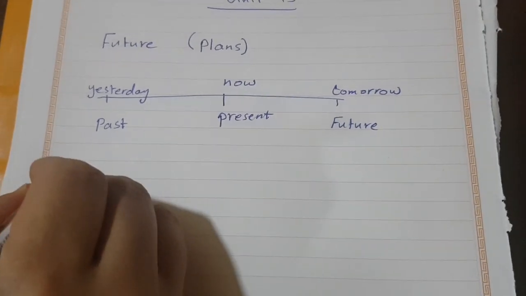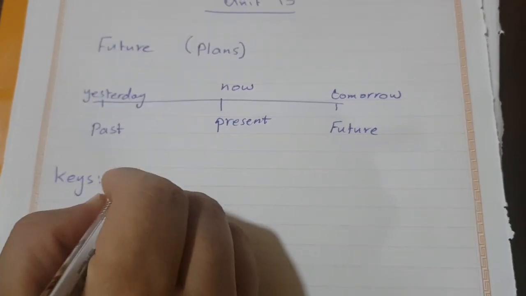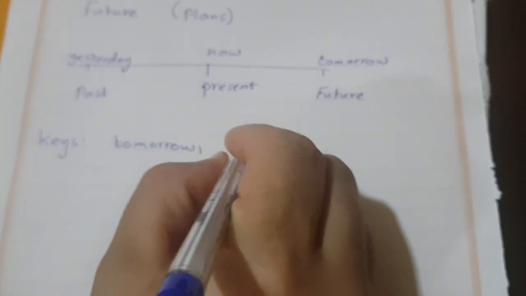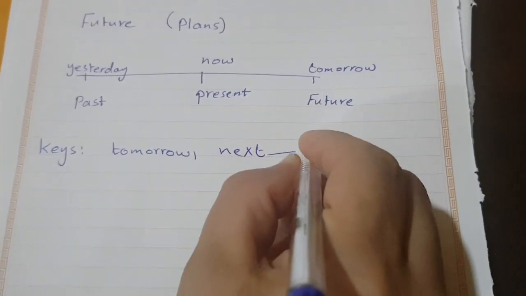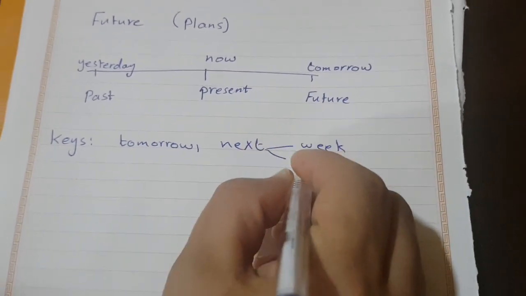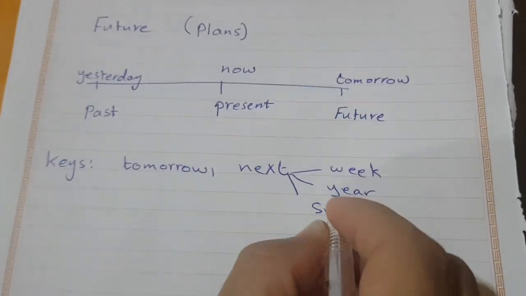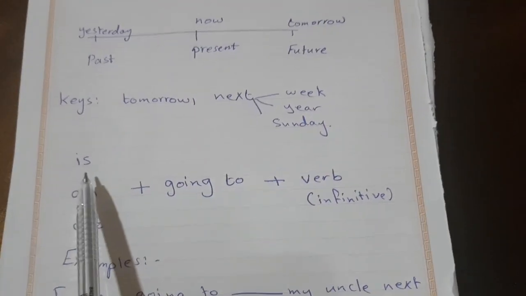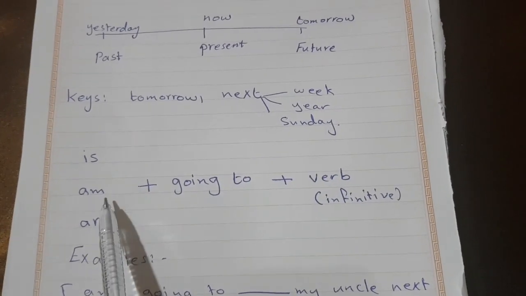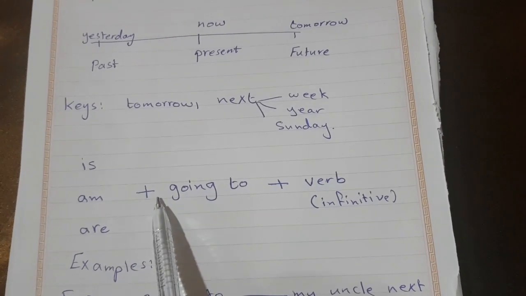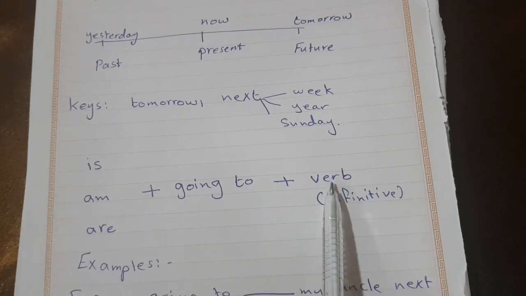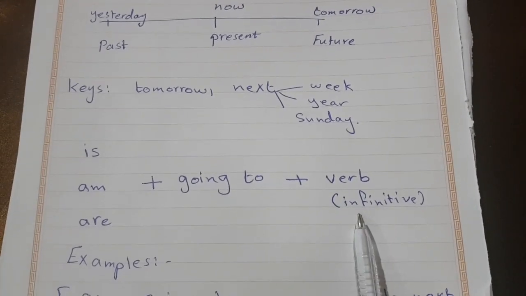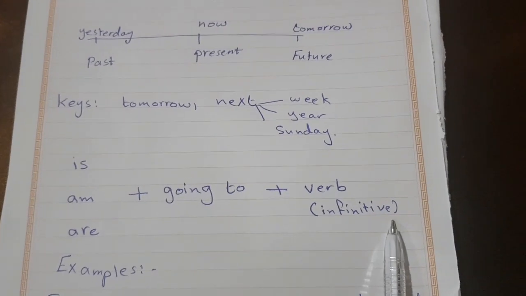So, the keys for the future are tomorrow and what? Next, like next week, next year, next Sunday, and others. How to form future plans? We use verb to be, is, am, are, plus going to, plus verb, and the verb is infinitive verb. What does it mean, infinitive verb? It means the verb without adding anything to it.